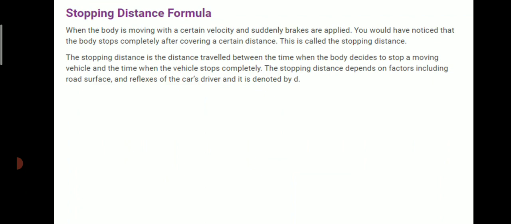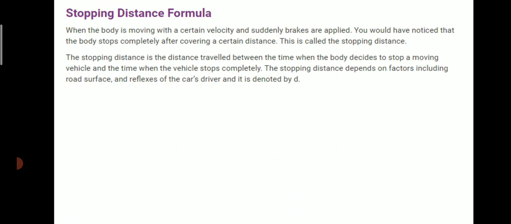What is the stopping formula? When a body is moving with a certain velocity and suddenly brakes are applied, you would have noticed that the body stops completely after covering a certain distance, and this is called the stopping distance. The stopping distance is the distance traveled between the time when the driver decides to stop a moving vehicle and the time when the vehicle stops completely.